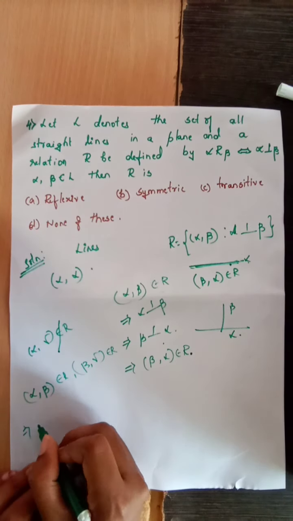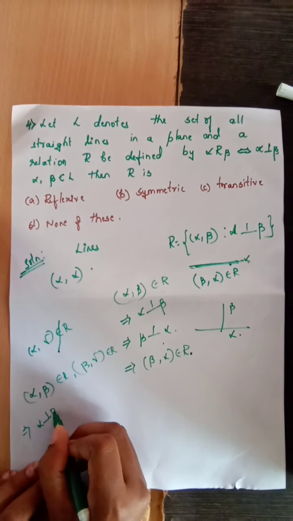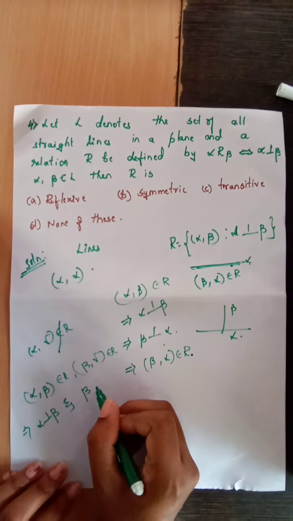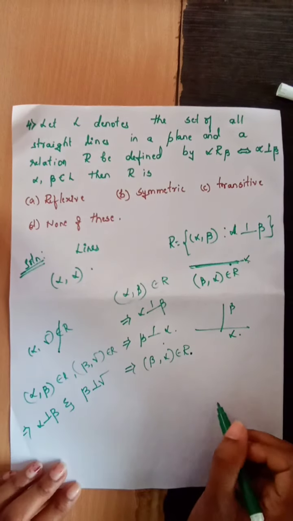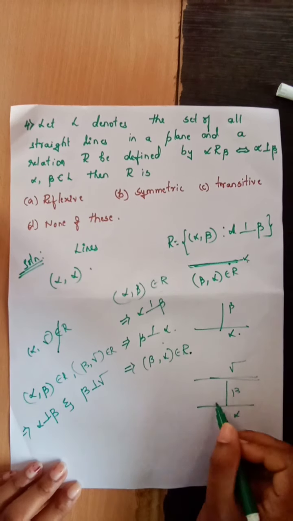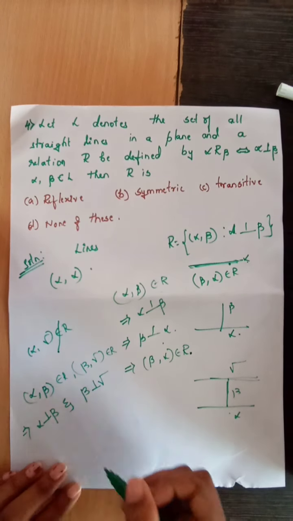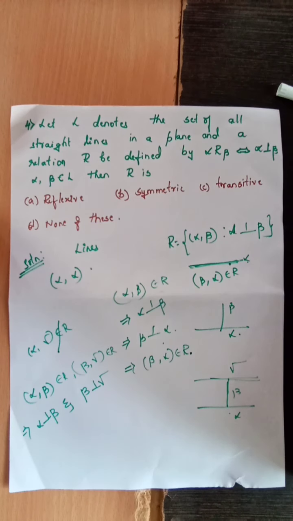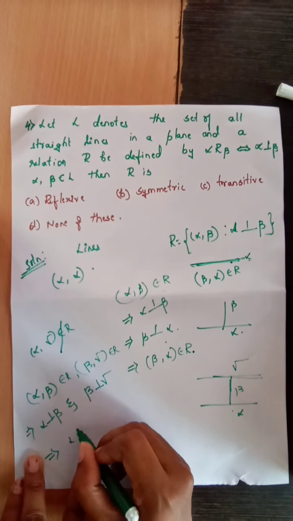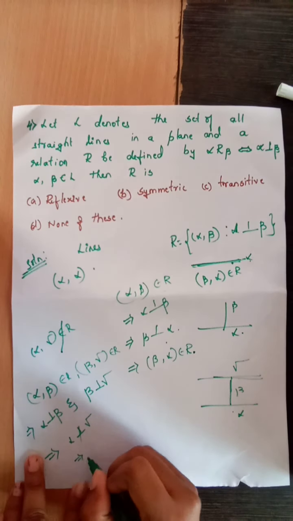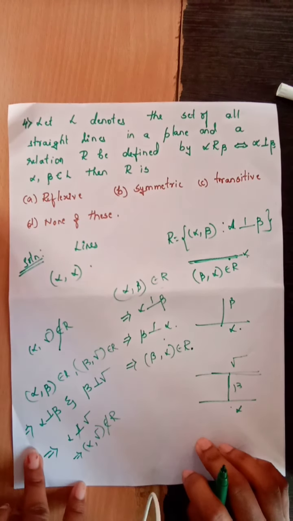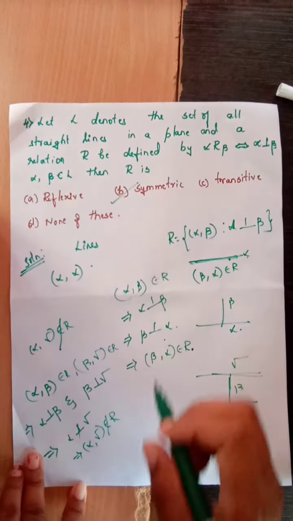So alpha comma beta belongs to R. What does that mean? Alpha is perpendicular to beta. And beta comma gamma belongs to R. What does that mean? Beta is perpendicular to gamma. So alpha is perpendicular to beta and beta is perpendicular to gamma. So what is the relation between alpha and gamma? Alpha and gamma are parallel to each other. They cannot be perpendicular to each other. So alpha is not perpendicular to gamma. That means alpha comma gamma does not belong to R. So this particular relation is not transitive. So the correct option is option B.